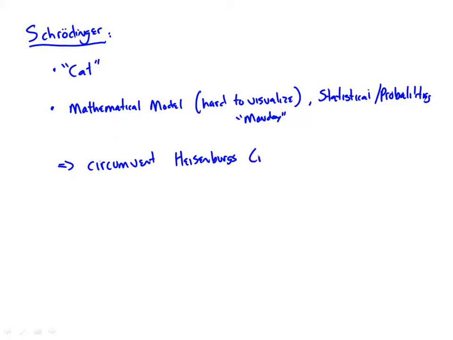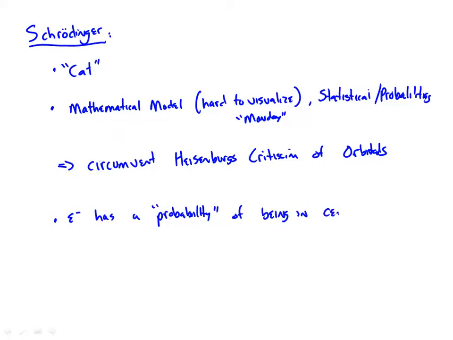Or maybe we would say Heisenberg's criticism of orbitals. And so what he says is that basically the electron has a probability of being in certain spots, but can be elsewhere. And I've got to be honest, if you guys kind of lose it at this point, that's okay. Frankly, if you lost it earlier, that's okay.